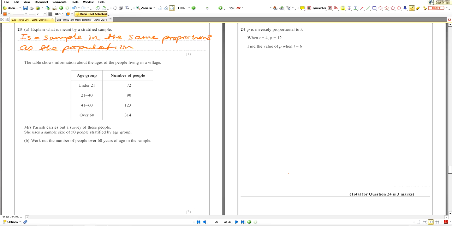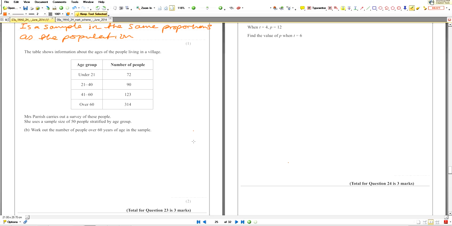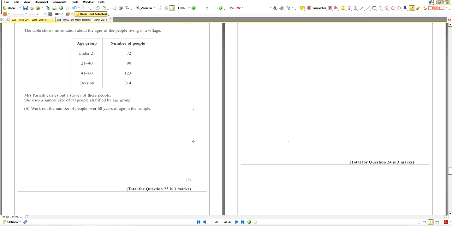Okay, the table shows information about the ages of the people living in a village. Let's just take this page up a bit because we need some more space. It says here, Mrs. Parrish carries out a survey of these people. She uses a sample size of 50 people stratified by age group. Work out the number of people over 60 years of age in the sample. So over 60 years, we are considering this group here.